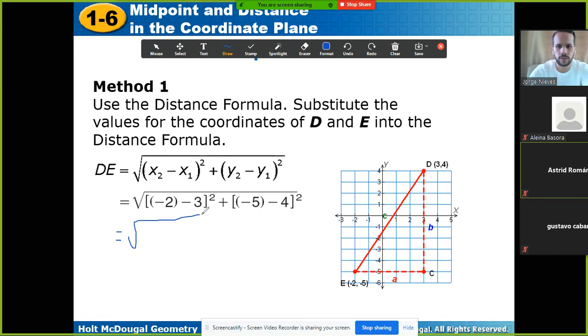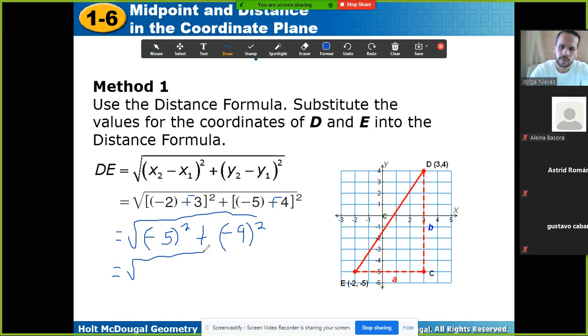So let's try to do this. -2 minus 3, both are negative, so it's going to be -5 squared. And in the other part, we've got -5 minus 4. That's also negative and negative, so it's going to be -9 squared. So what do you think is going to be the answer here? -5 squared plus -9 squared. ¿Cuánto nos va a dar eso?